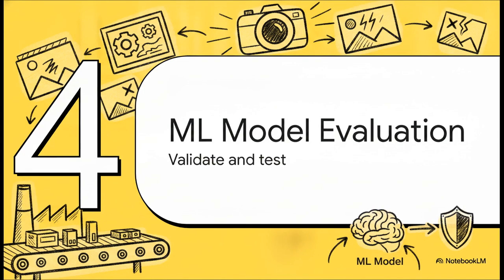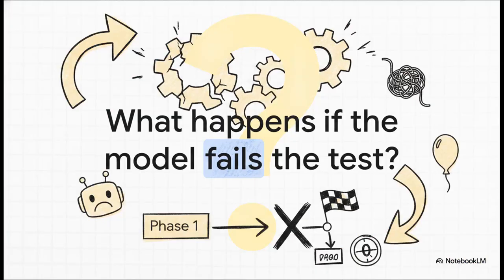Next up, Phase 4, rigorous ML model evaluation. So, we built the model, but before it ever sees a real physical cookie, we have to validate it offline. We throw the kitchen sink at it: noisy data, blurry images, weird factory lighting, you name it. Now, I want you to think about this for a second. What actually happens if our model completely fails the test and totally misses those time-saving KPIs we set up back in Phase 1? Does the whole project just die?